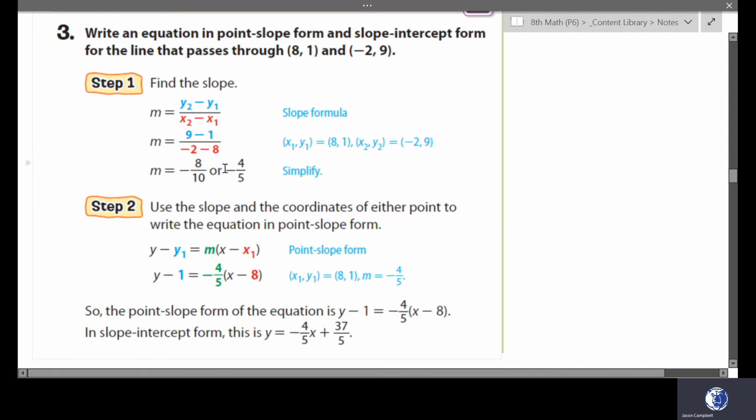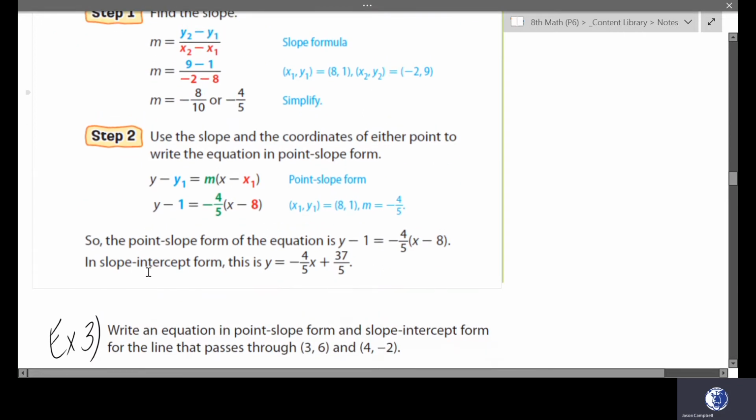Next, they use their slope and one of the points, and they plug that into point-slope form. Y minus 1 is equal to -4/5 x subtract 8. So the point-slope form of the equation is y minus 1 is equal to -4/5 x subtract 8. In slope-intercept form, this is y is equal to -4/5 x plus 37/5.